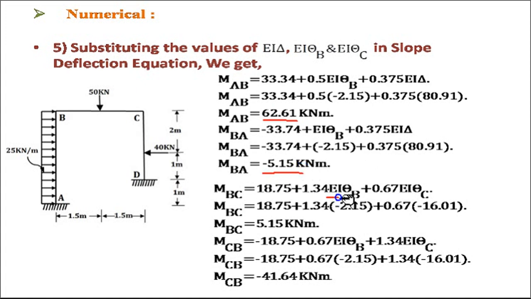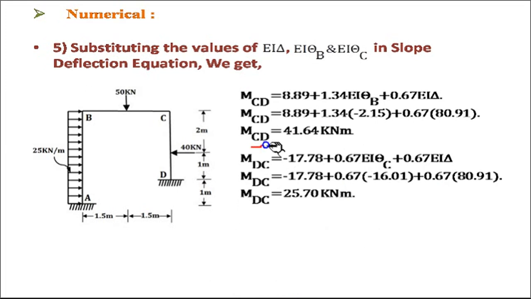Putting the value of EI theta B and EI theta C for member BC, the moment in member BC is plus 5.15 kilonewton meter. Then the moment in member CB is minus 41.64, by putting the value of EI theta B and EI theta C.